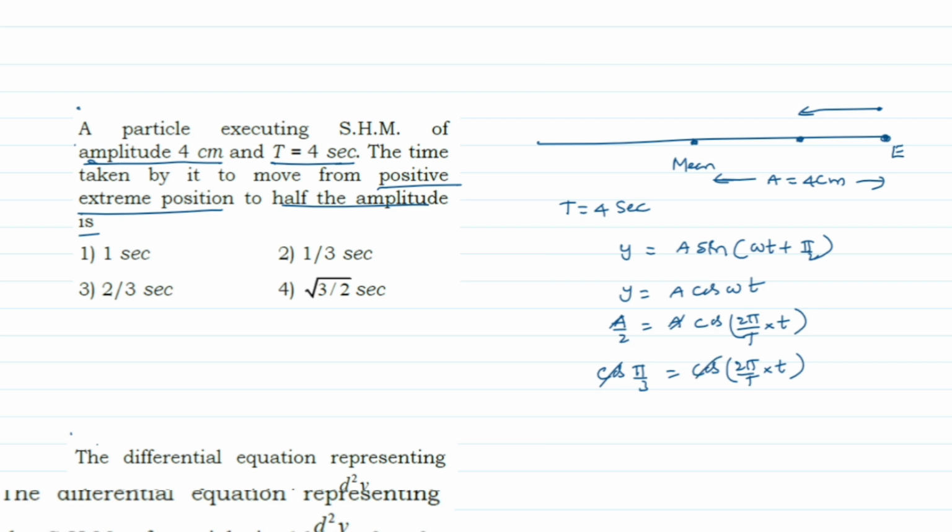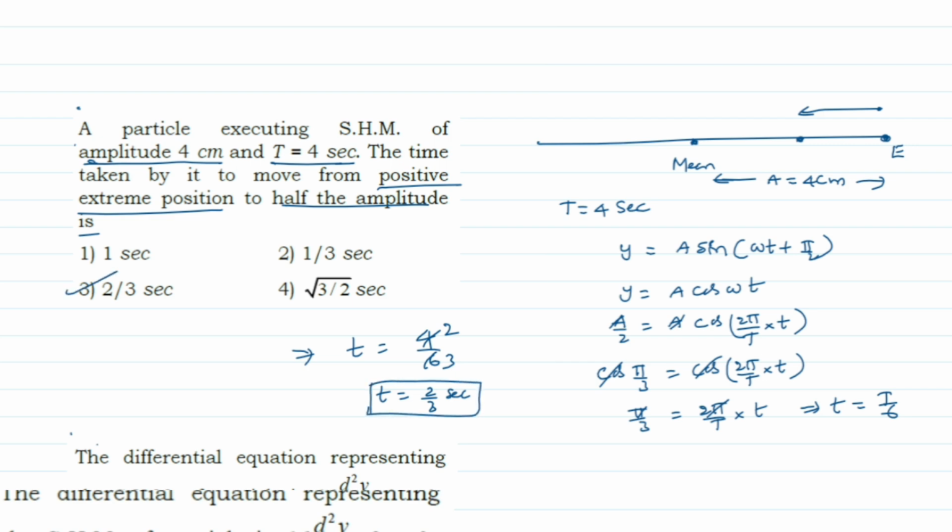Cos gets cancelled. Here pi by 3 will be equal to 2 pi by T into t. So pi gets cancelled. Then t equal to T by 6. When t equal to T by 6, the T value is already given as 4 seconds by 6. 2 2s are, 2 3s are, so the time value will be 2 by 3 seconds. This is the correct answer.